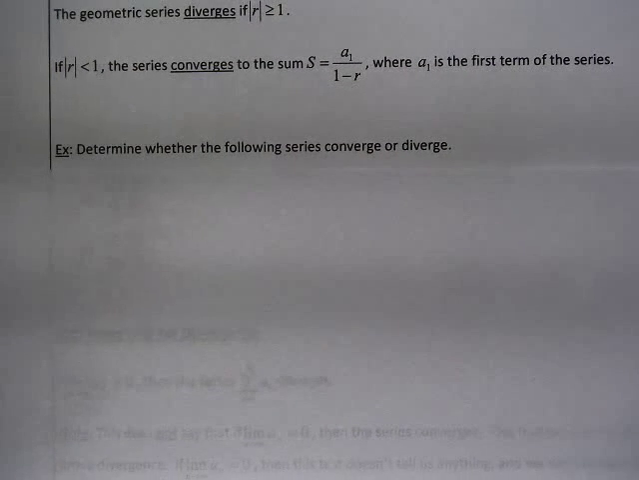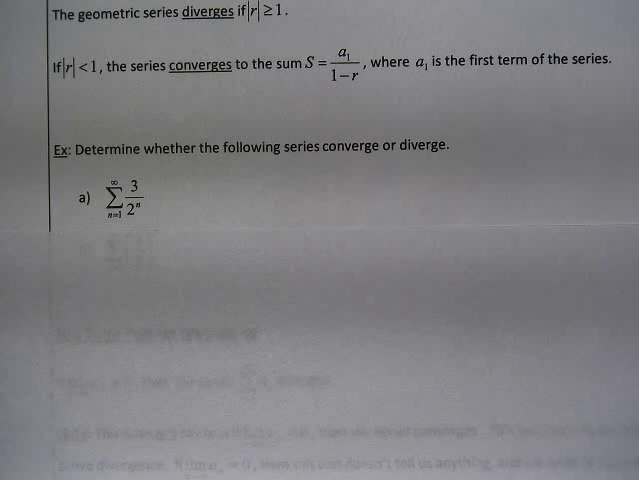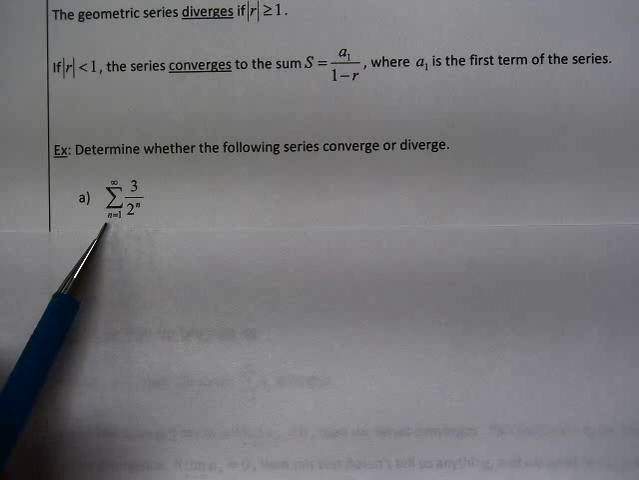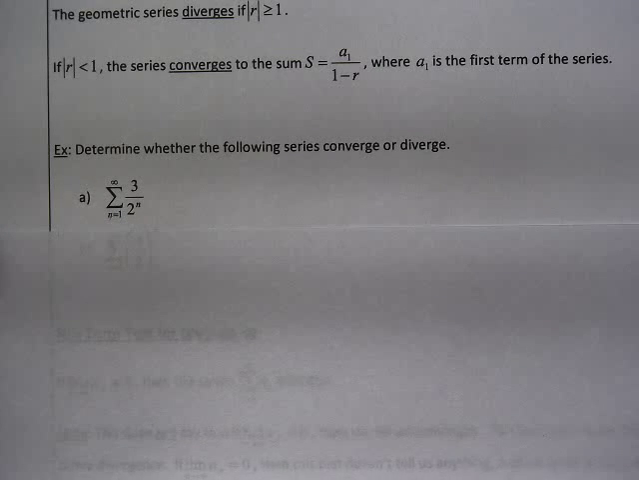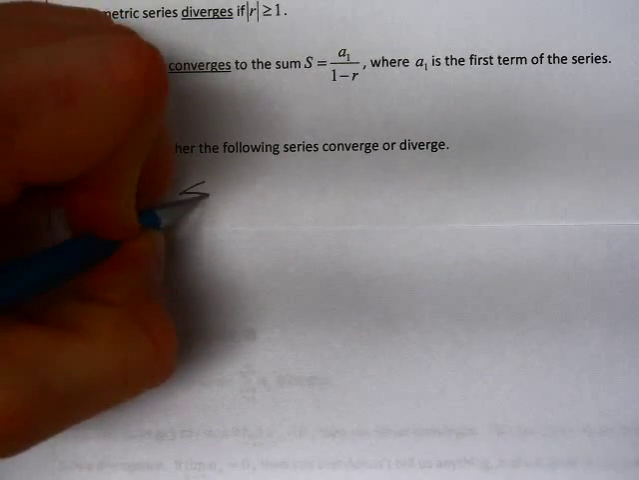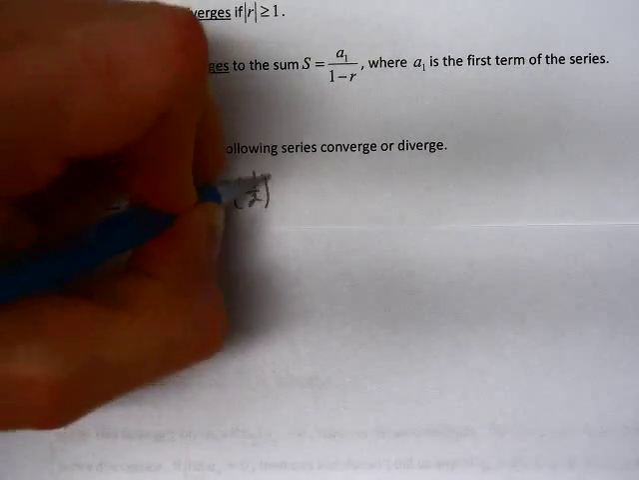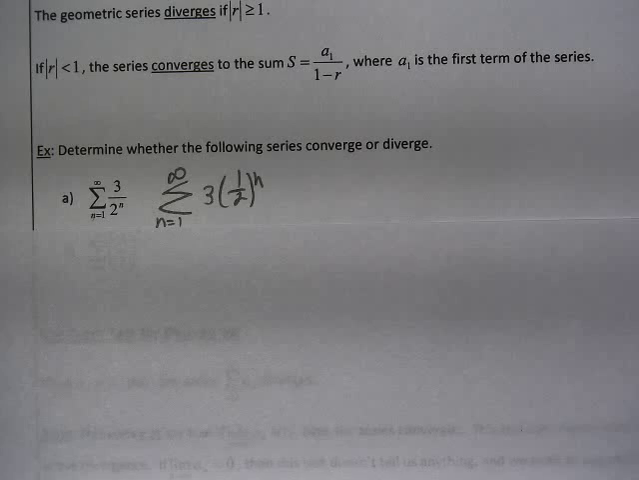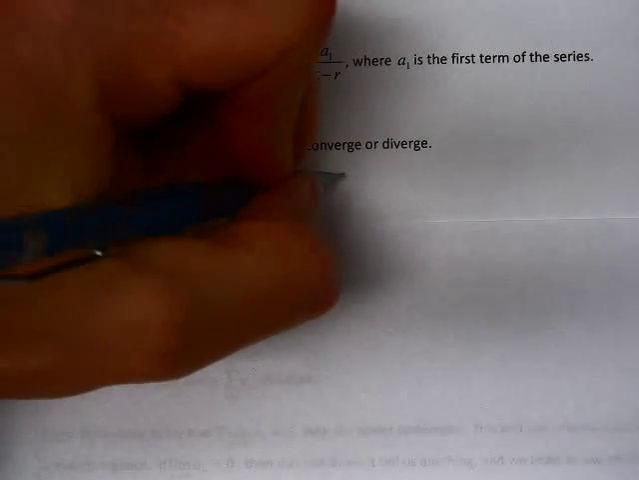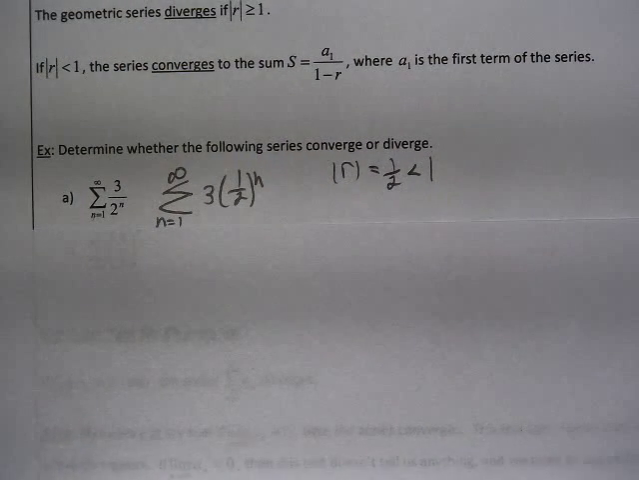So we want to determine whether the following series converge or diverge. Here we have the infinite series as n equals 1 and goes to infinity of 3 over 2 to the n. We could also write this as n equals 1 to infinity of 3 times 1/2 to the n. All right, we can see here that r is 1/2. So the absolute value of r equals 1/2, and we can see that that's less than 1.